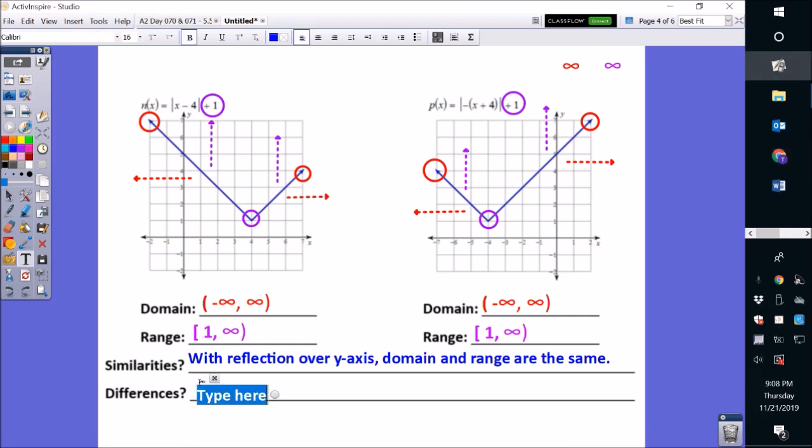For the differences between these two examples, I would say that there were no differences for the domain and range of the two examples. I would say that the difference between the two graphs was, as you can see, the reflection over the y-axis, but overall, there were no differences, no change for the domain and range in terms of reflection over the y-axis.